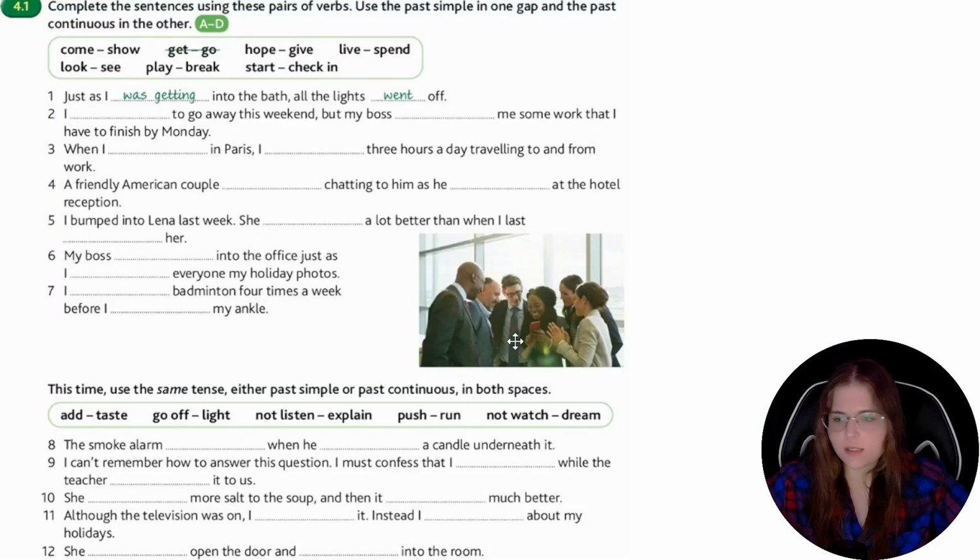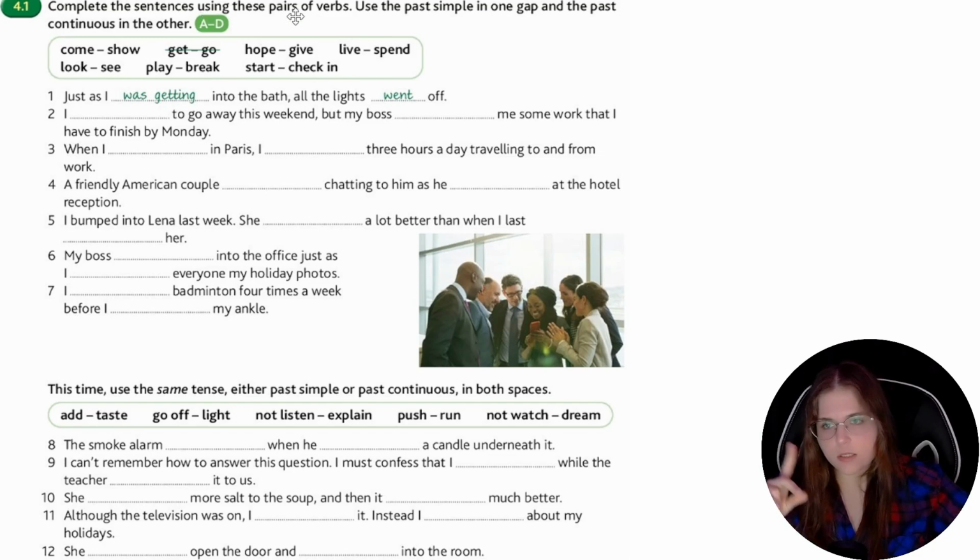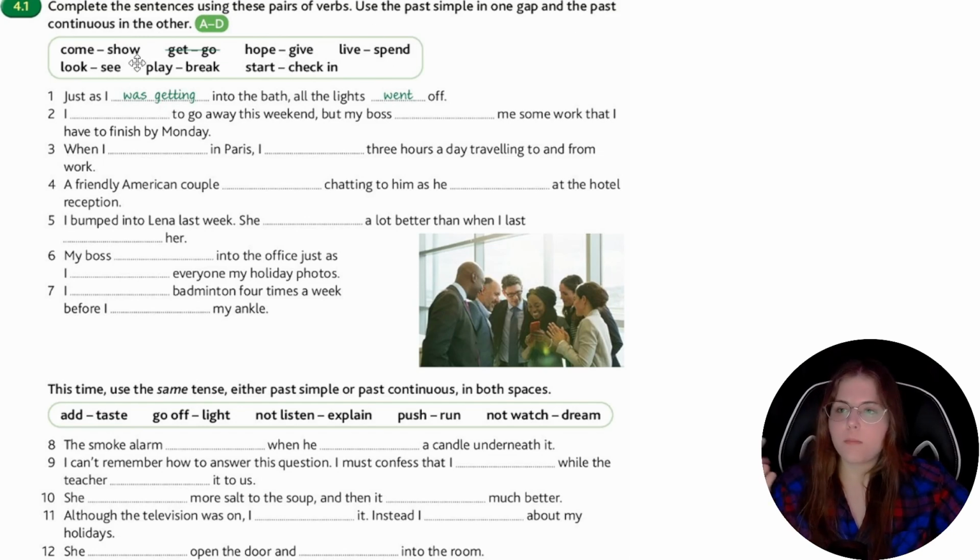Great. Exercises. Hooray! Let me remind you that firstly I show you the exercise, give you some time to do it by yourself, only by yourself, without me and my comments, and after that we'll discuss them together. The first exercise, complete the sentences using these pairs of verbs. Use the past simple in one gap and the past continuous in the other. Okay.